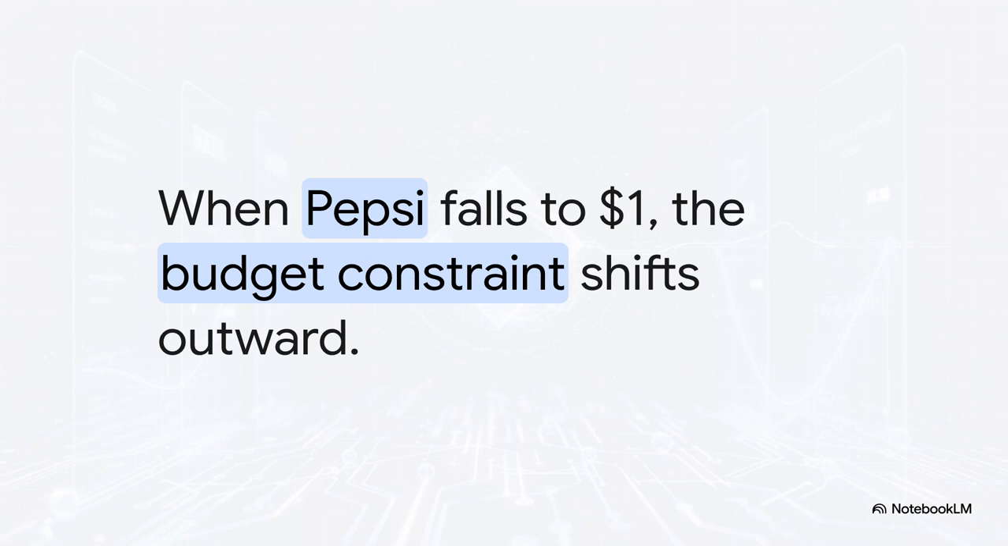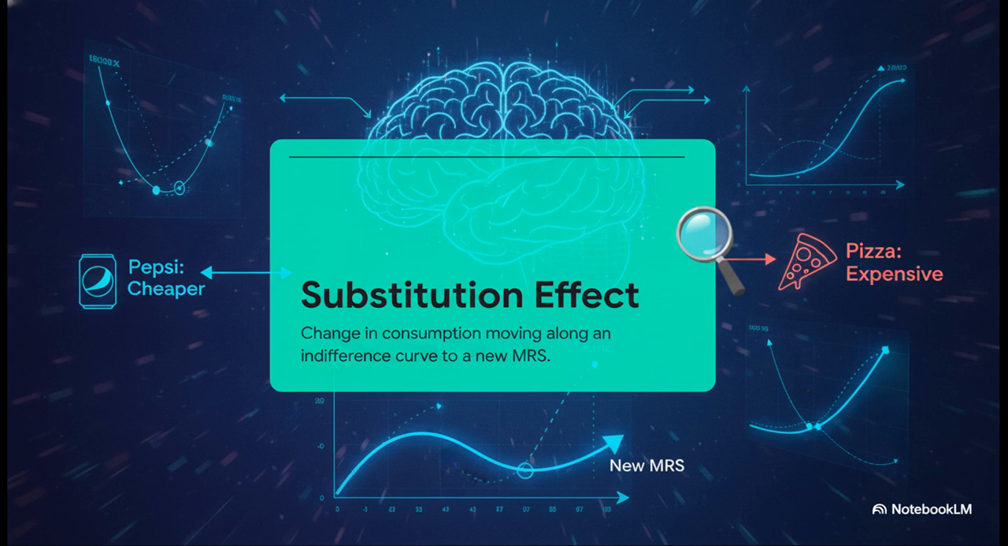If you spend all $1,000 on pizza, you still get 100 pizzas. But if you spend it all on Pepsi, your dollars now buy a massive 1,000 liters instead of 500. The entire budget line pivots outward. So how does our consumer OS process this new reality? It actually splits it into two distinct effects. First up is the substitution effect.